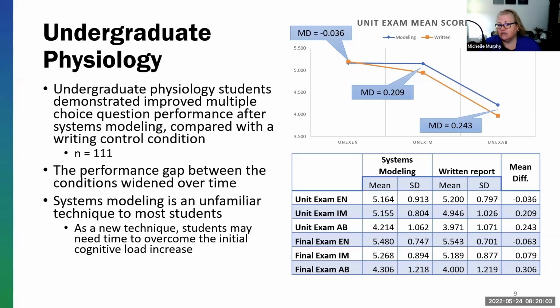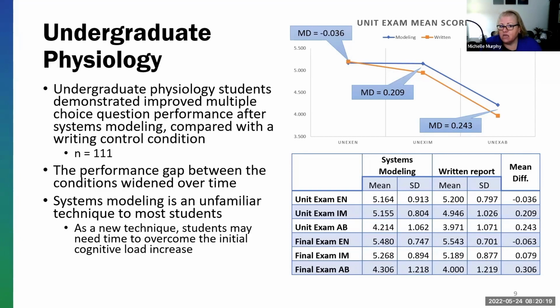And I won't get into all the details of the studies because it would take too much time, because there are three different studies. But what we found is after they did systems modeling, their test scores did improve. It wasn't significant. The standard deviation was still too high.